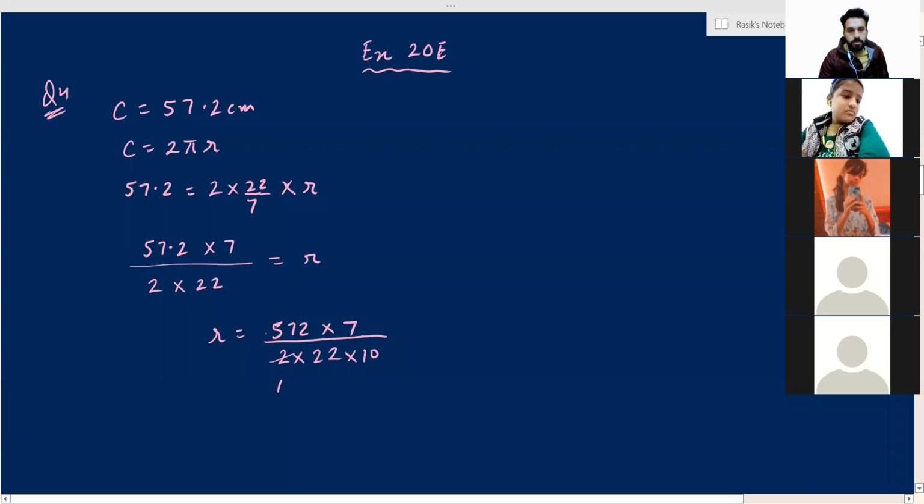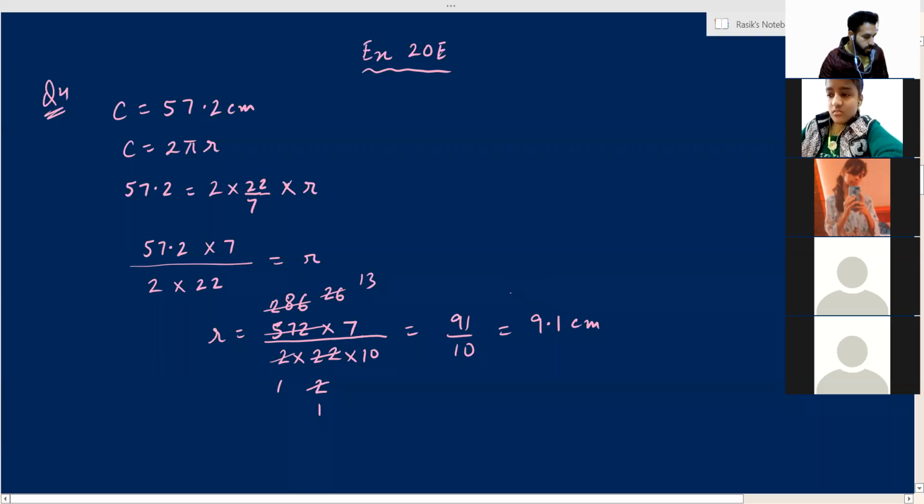Divide by 2. 286 divided by 11 is 26. Divide by 2 again, 13. 13 into 7 is 91. 91 upon 10 is equal to 9.1 centimeters. This is the radius of the circle.